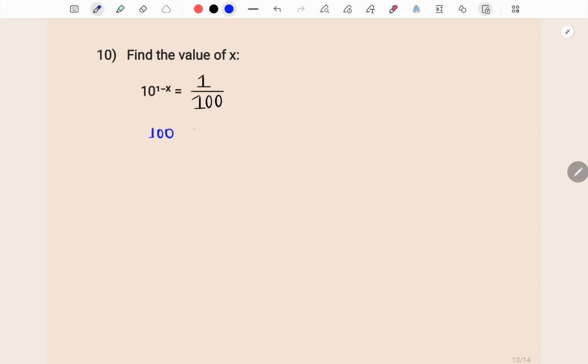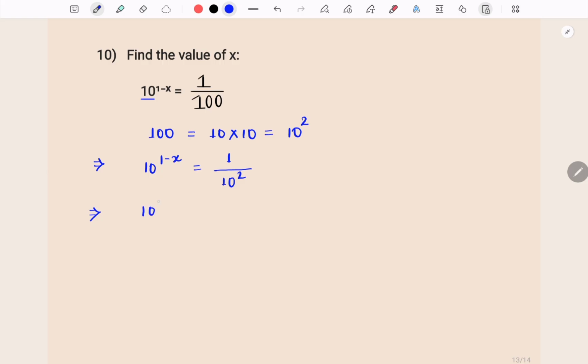100. So think of 100 as powers of 10. Why? Because in the left hand side the base is 10. So clearly 100 can be written as 10 times 10, and that is nothing but 10 raised to the power 2. So let's go back to the equation. We have 10 raised to the power 1 minus x at the left hand side, and on the right hand side I have 1 over 100, and 100 is nothing but 10 raised to the power 2.